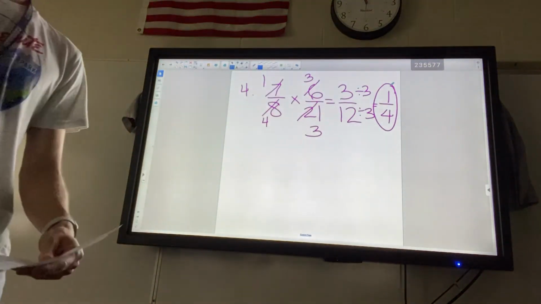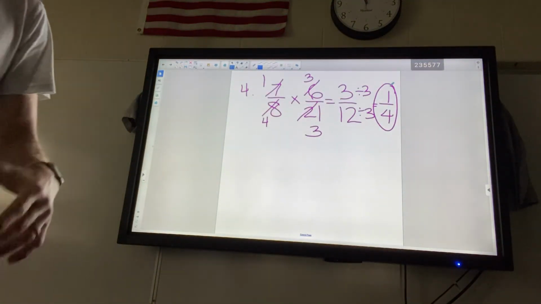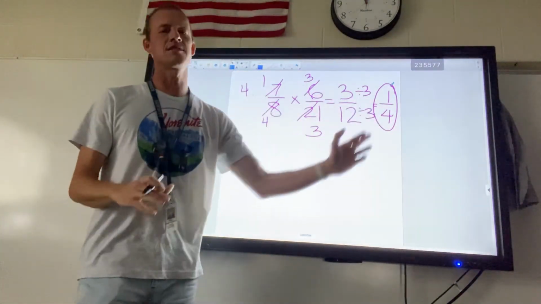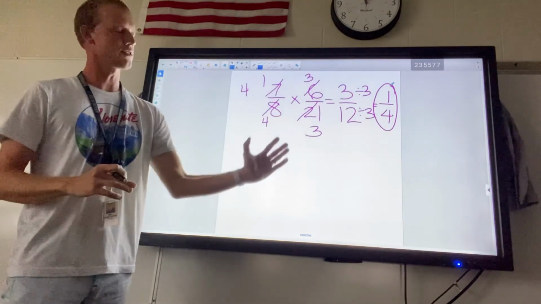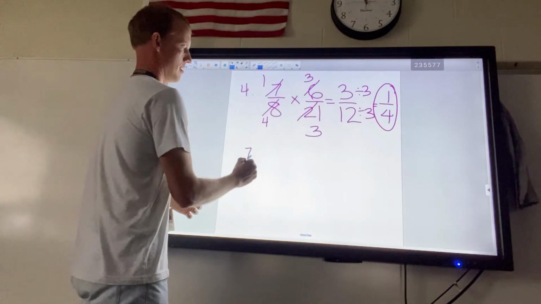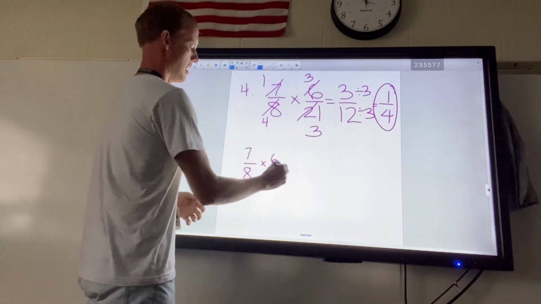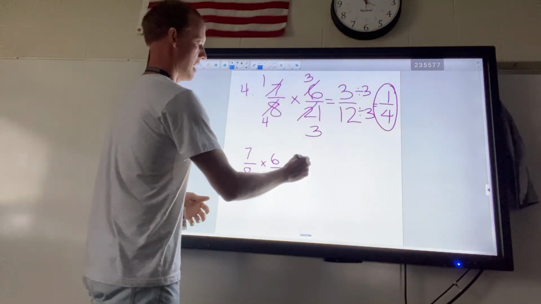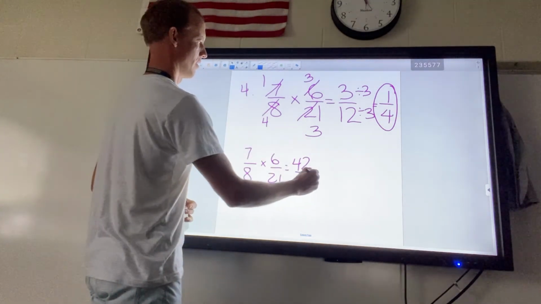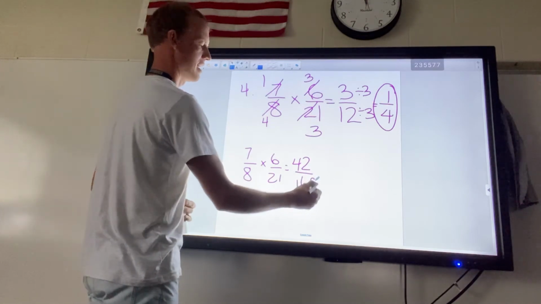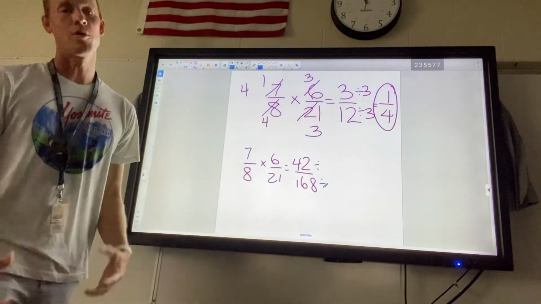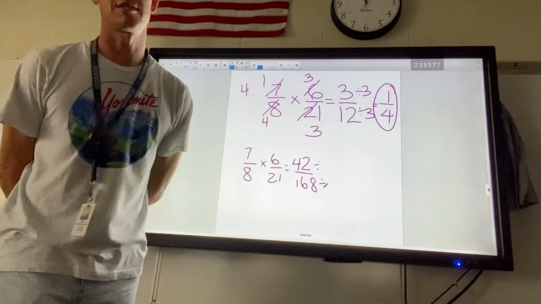Remember what we talked about? You can take a car to Columbus. You can take a jet to Columbus. You can crawl to Columbus. It doesn't matter how you get to the answer to me. I would like you to try the cross simplifying, but if you're a little confused, just multiply and you would have 42 over 168, and then you're going to have to start dividing and breaking it down. That will be a lot more work than what we did with the cross simplifying.